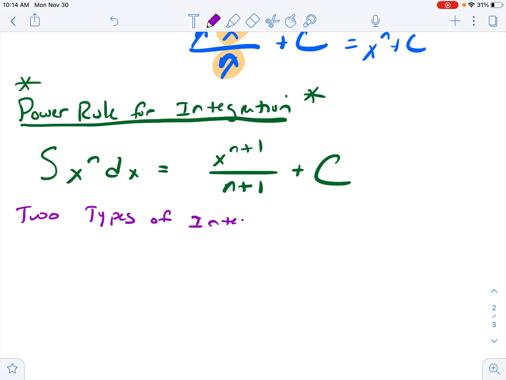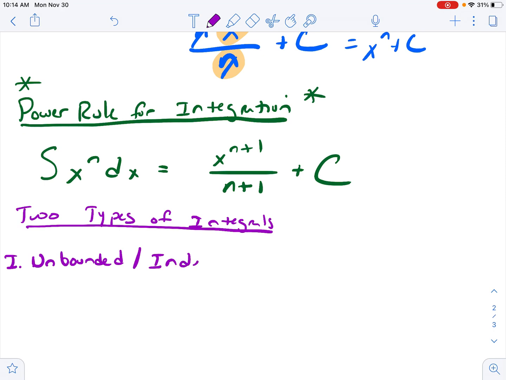Two types of integrals. First of which we'll call unbounded, or indefinite.